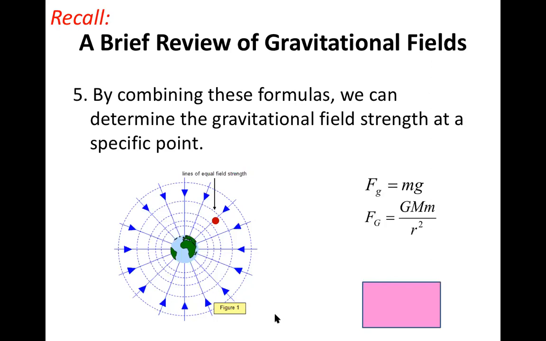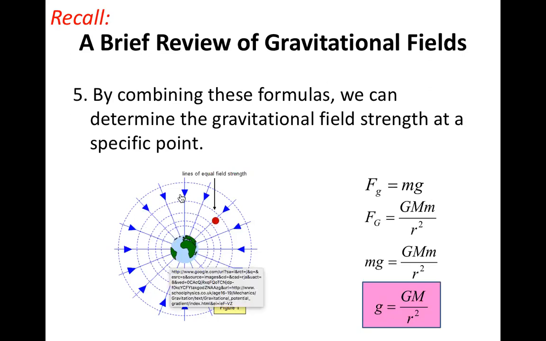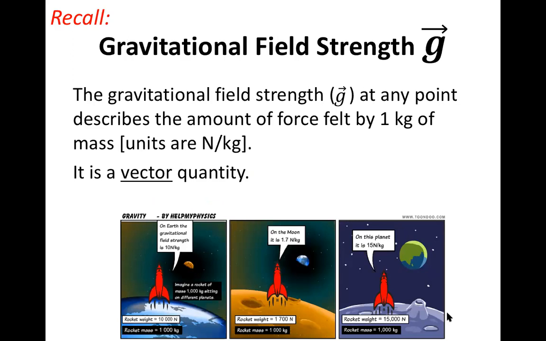And by combining these formulas together, we can isolate an equation for field strength. So how strongly is an object with mass being pulled towards the center of a planet? It's the universal gravitational constant times the mass of the planet divided by the center to center distance squared. The gravitational field strength at any point describes how much force is felt by 1 kilogram of mass that is pulled directly towards the center of the planet. It's a vector quantity, so we care about the direction to the center.